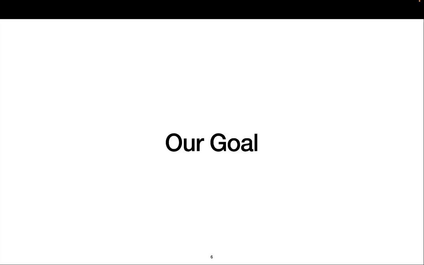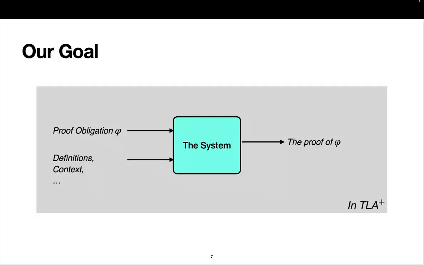Now we have seen TLA plus proofs and how they differ from proofs in other provers. Let me define the problem we are trying to solve. So we would like to have a system that, given a proof obligation, along with the definition and the context, can then automatically produce a complete proof in TLA plus. In other words, the user provides theorem statements and the relevant context, and the system should be able to produce a complete proof in TLA plus that can be checked by TLAPS.